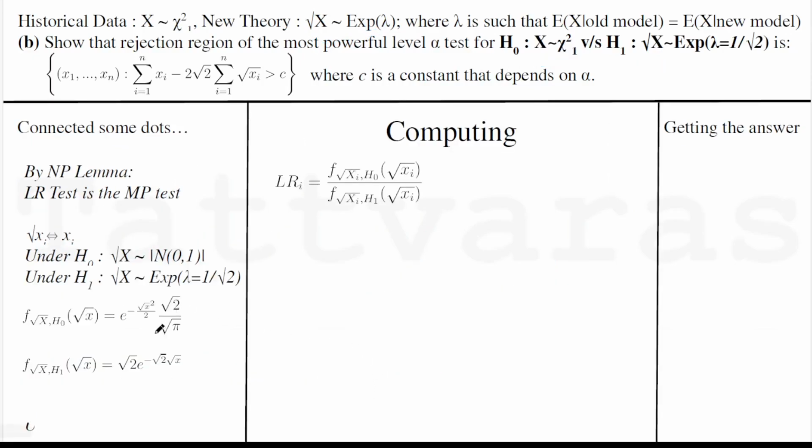And the distributions are also given. This is the distribution under the alternate of the root of x, which is exponential, pretty standard. And this is actually, if you look at it carefully, this thing multiplied by 2, right? And this thing is completely coinciding with the normal distribution PDF.